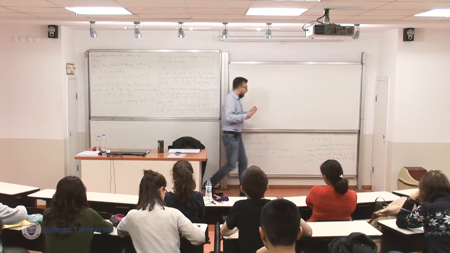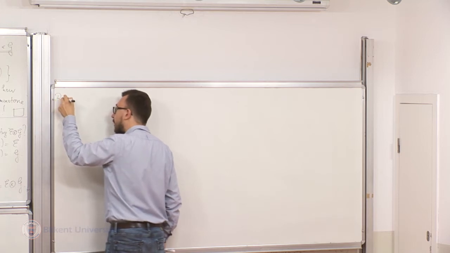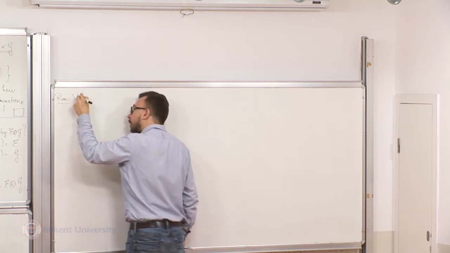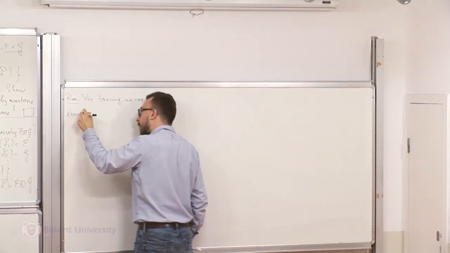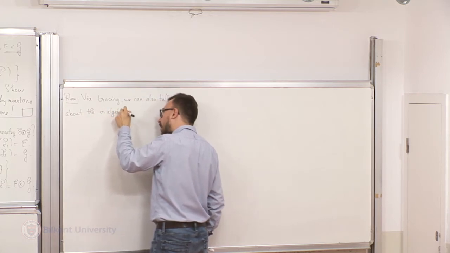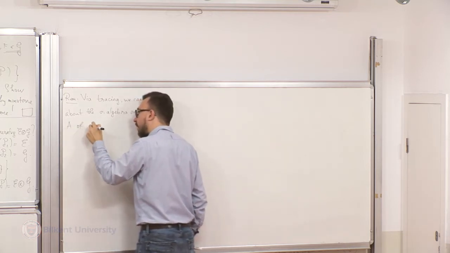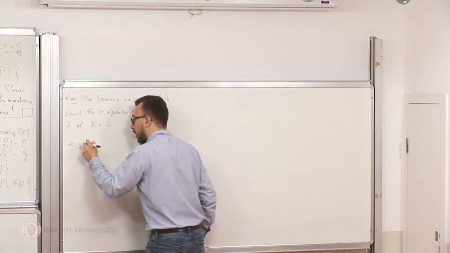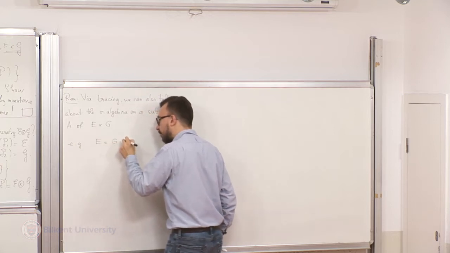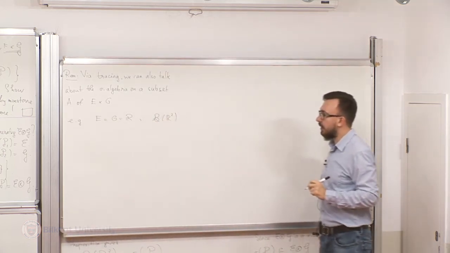So since we're at it, I'd like to say a few things about this pi system, about this product sigma algebra. So using tracing, we can also talk about the sigma algebra on a subset A of E cross G. Well, for instance, let's say you have E equals G equals R, and you have the Borel sigma algebra on R2 now. It is the product sigma algebra.